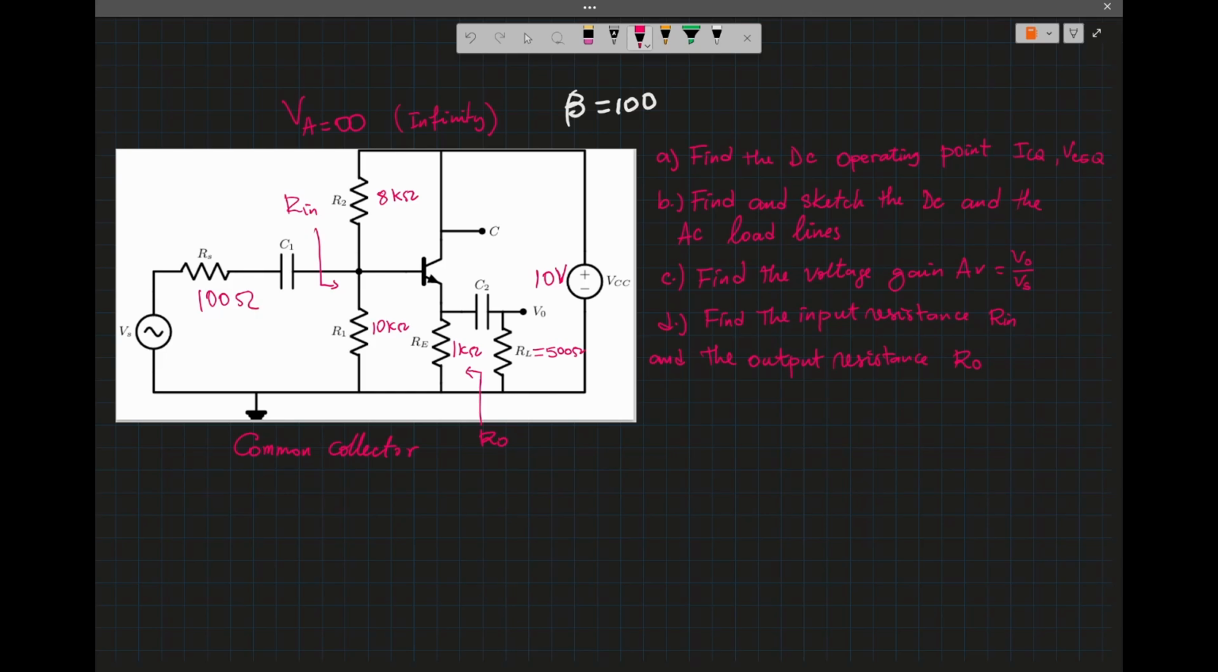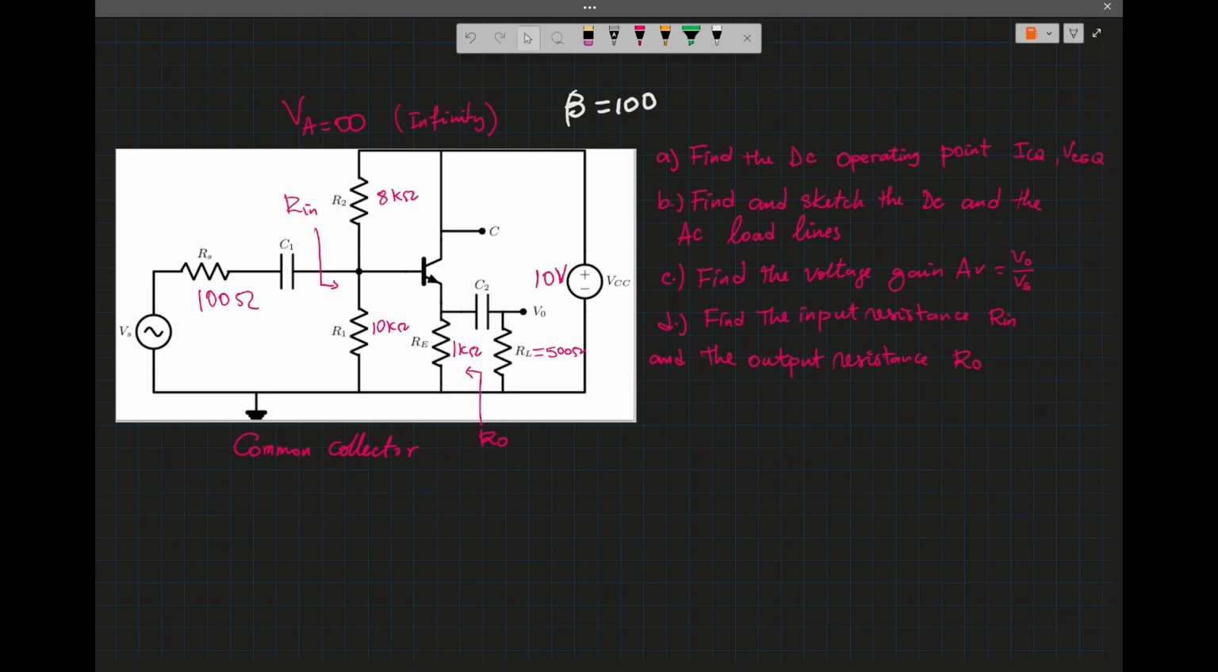So this configuration is called the common collector because the collector is connected to a DC voltage. If the base is connected to a DC voltage, we call it common base, and similarly, when the emitter is connected to a constant source, constant current source, for example, we call it common emitter.